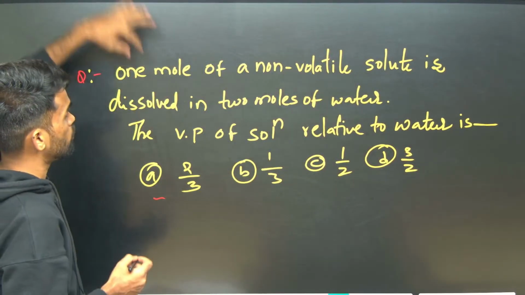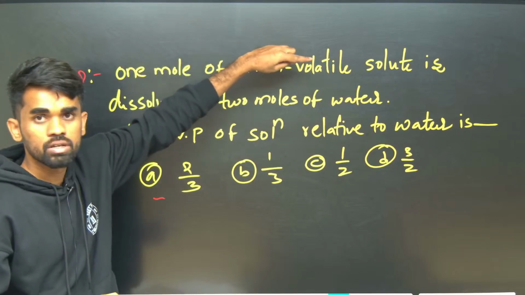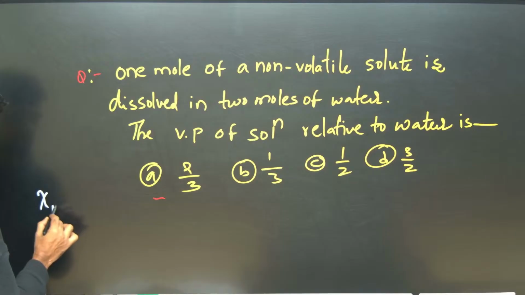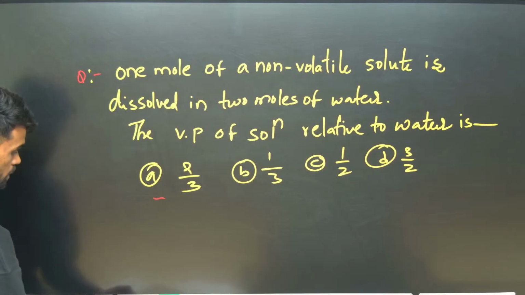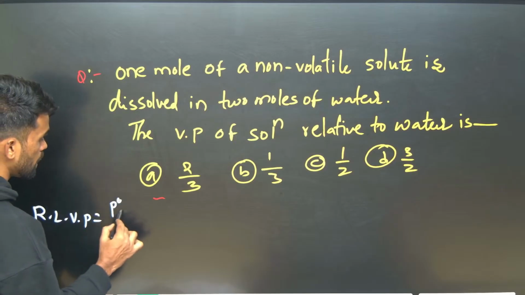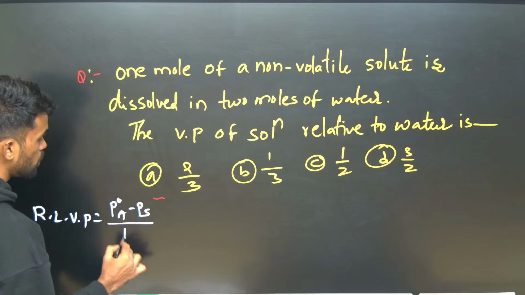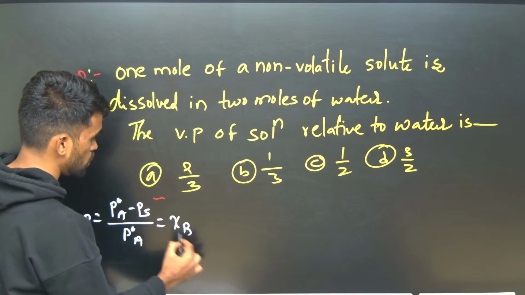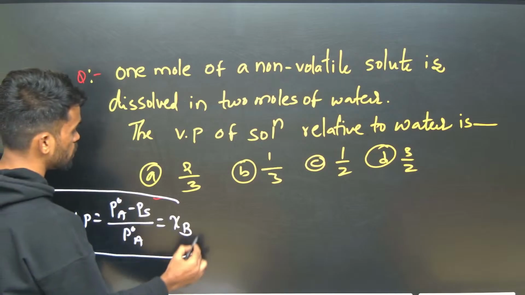One mole of non-volatile solute. The final equation that we got is the main equation. What we got is mole fraction or RLVP. Here we have RLVP equals P naught A minus PS by P naught A. This is what we got, which is equal to the mole fraction of solute. This is the main equation you need to remember.